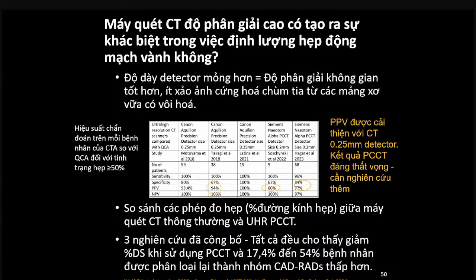There have also been 3 studies where they scanned patients twice, once on a conventional scanner and once on a PCCT scanner, and they found that there was reduction in percent diameter stenosis, with many people being reclassified to lower CAD-RADS categories.